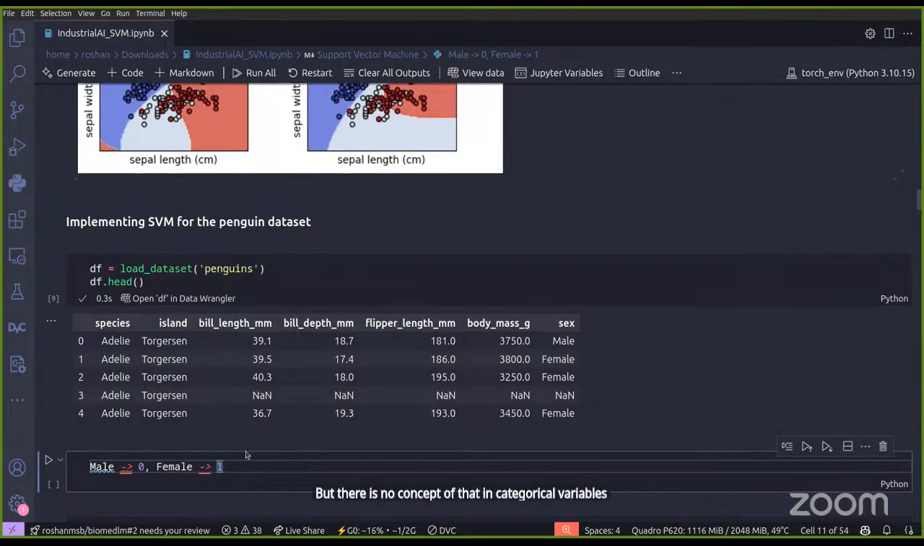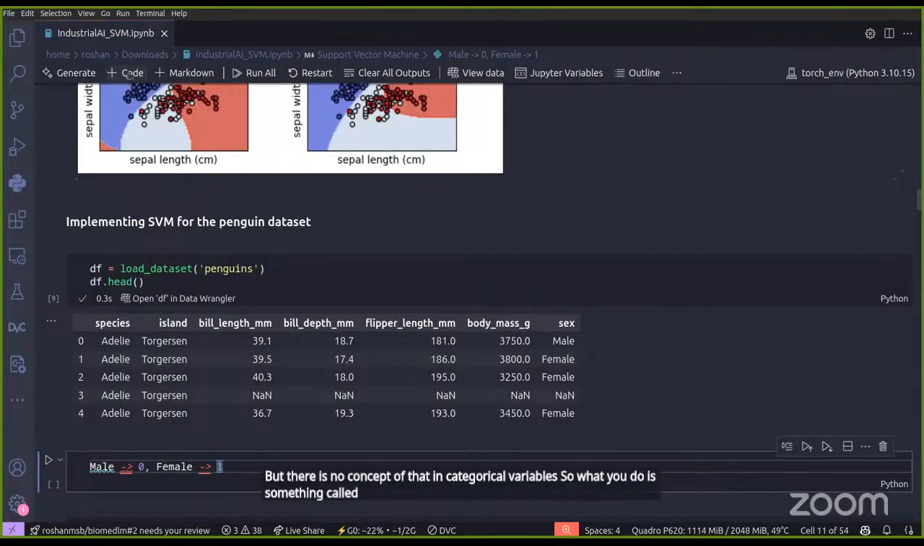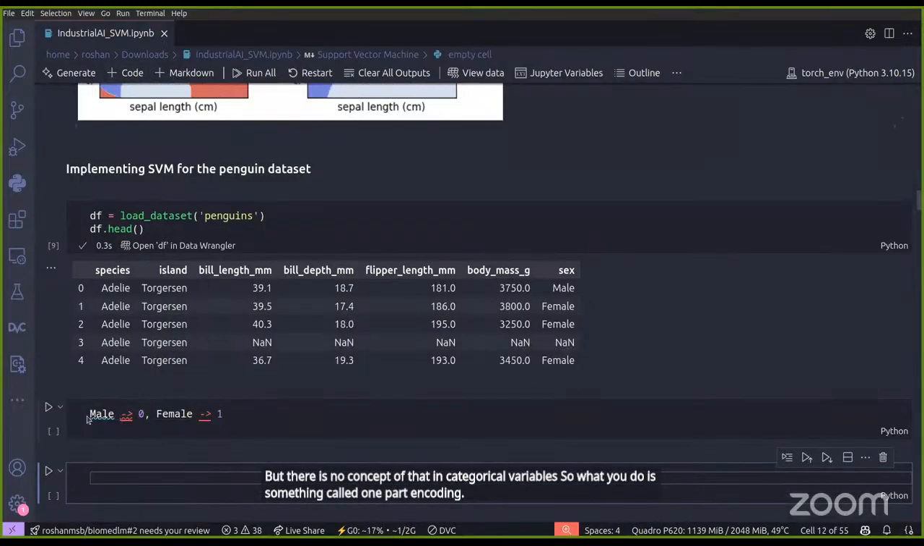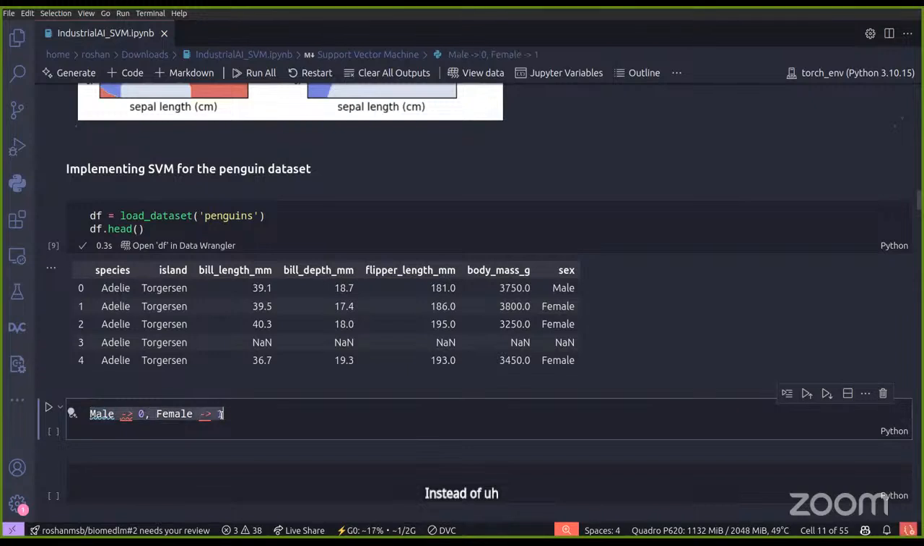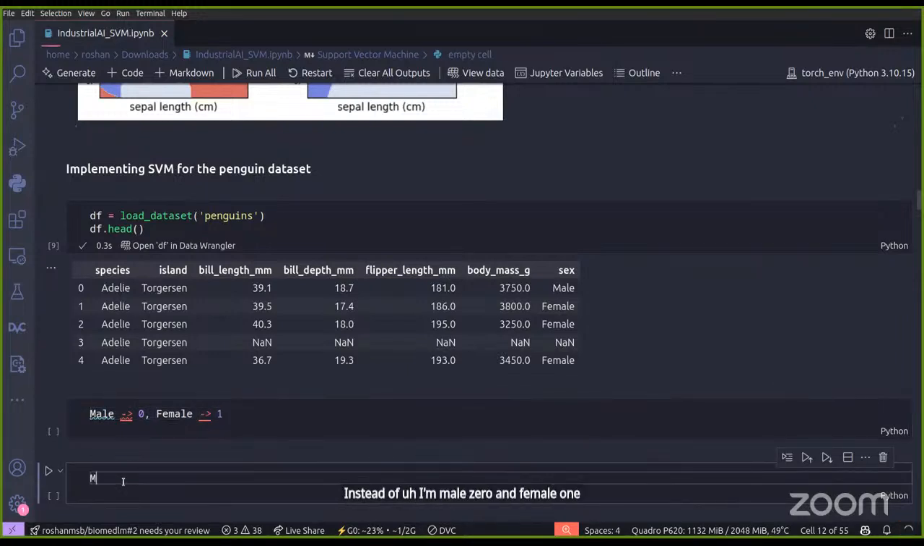So what you do is something called one-hot encoding. Instead of male 0 and female 1, what I'll do is I'll give it like this. So 1 from 0.